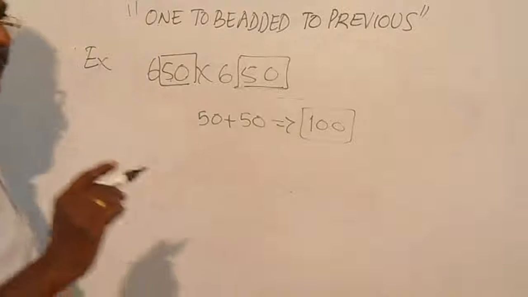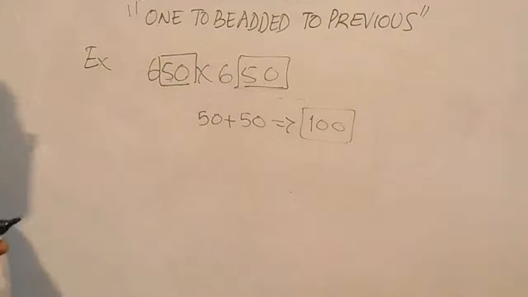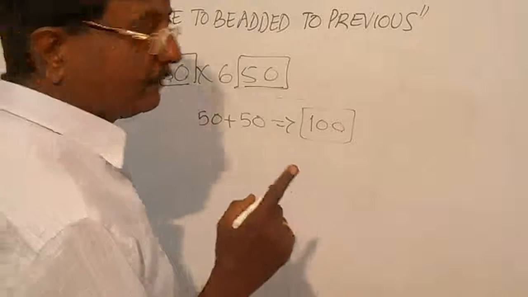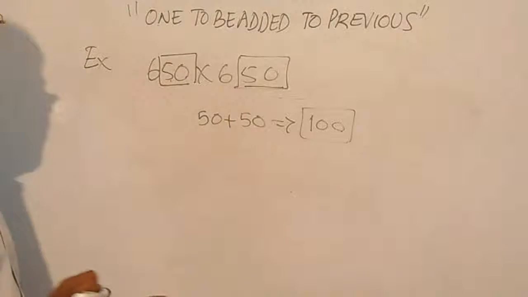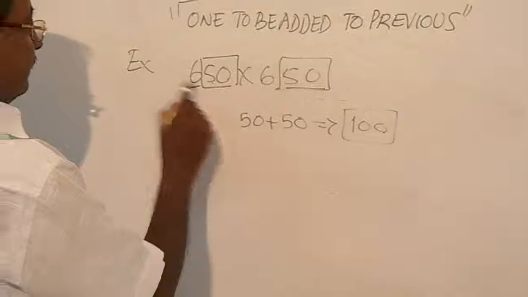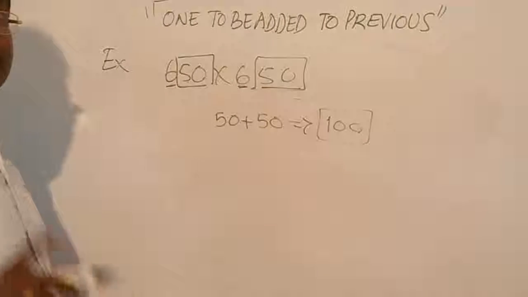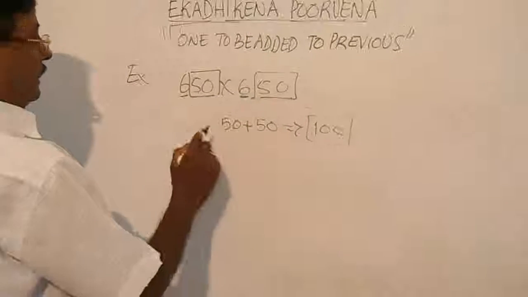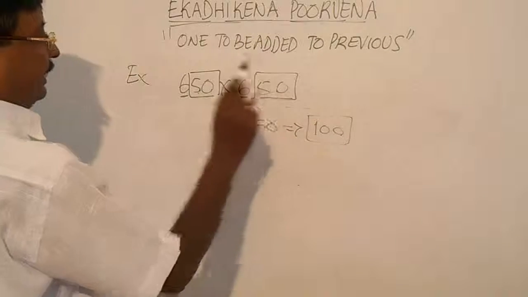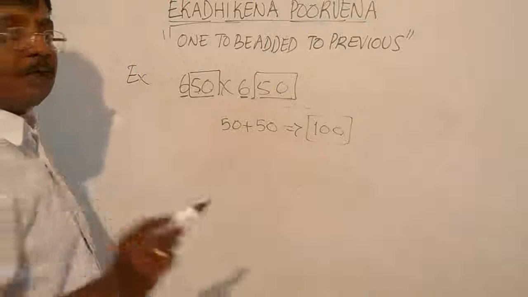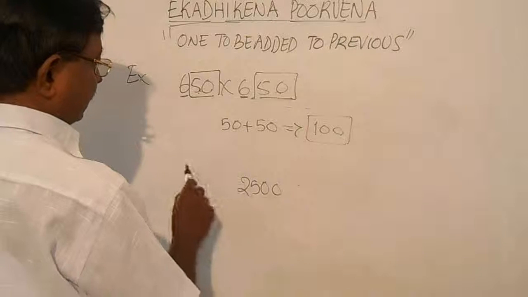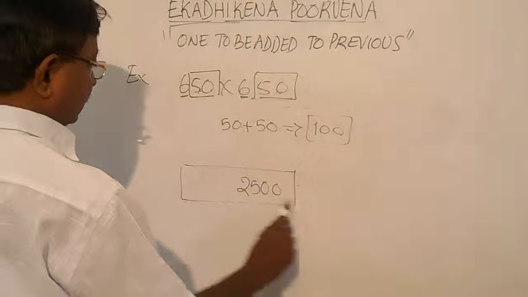Our first situation in case of ekadikena purvena is the last digits of multiplier and multiplicand, either it should be 10 or it should be 100. Here it meets the requirement of ekadikena purvena, which equals 100. Now the other digits of the multiplier and the multiplicand are the same, that is 6. In this case, 50 into 50, we have to multiply and form RHS. That is 50 into 50 is 2500, forming RHS.